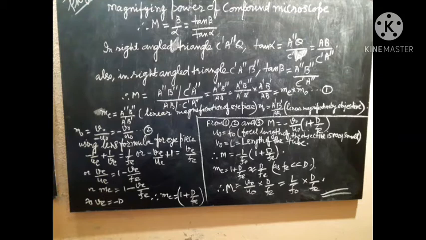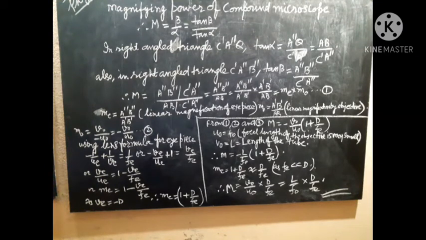Now next thing is the magnifying power of a compound microscope. In case of a compound microscope, m is equal to beta by alpha, and you may write this as tan beta by tan alpha.